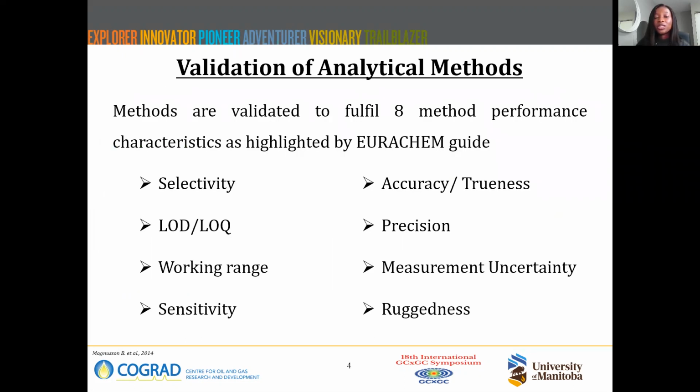For my method, I used the Eurachem guide, and my method was validated to fulfill 8 method characteristics, which includes the selectivity, the LOD, the LOQs, the sensitivity, and the working range. Also, I used standard reference material to check for my accuracy and precision, and also the method uncertainty or the measurement uncertainty, and also the ruggedness of my sample processing method.